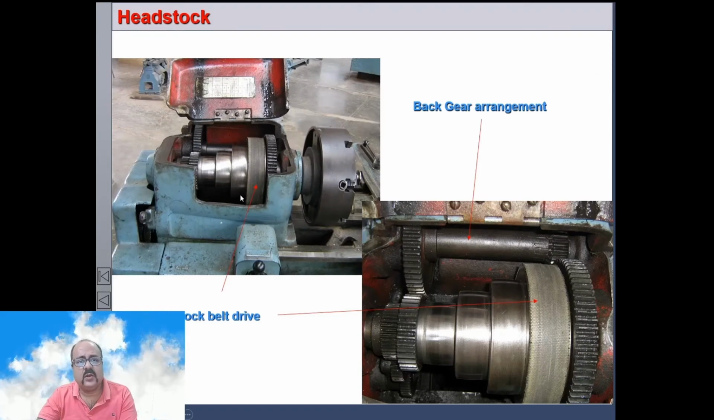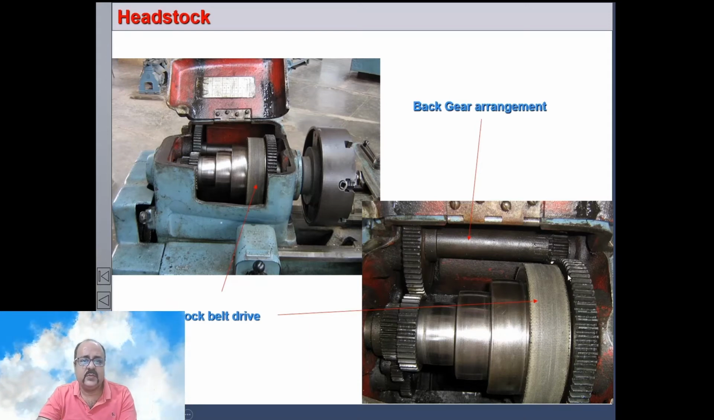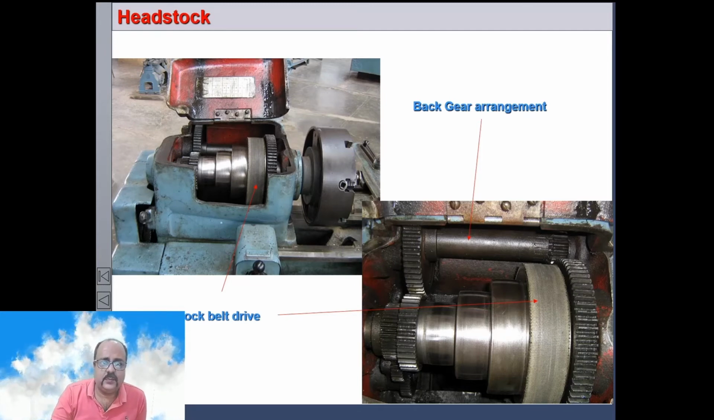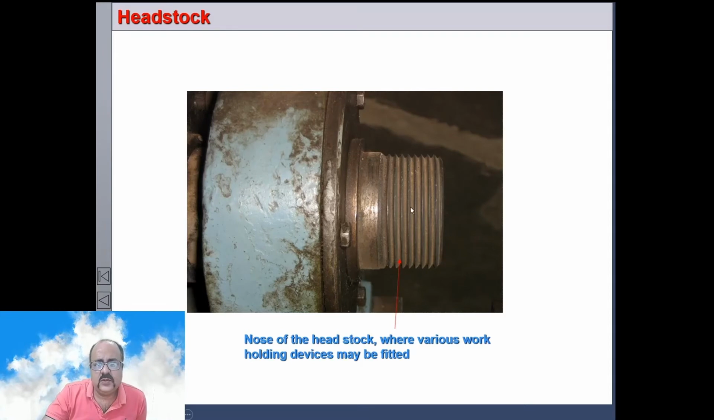So this is the headstock. You can see these are the 4 steps. That means 4 steps are there, so you can vary the speed in 4 steps. And this is a back gear arrangement. When it is attached, basically the back gear reduces the speed beyond its limit. This is used when we are cutting thread. We want very slow speed, so then we engage the back gear to reduce the speed. And this is the nose of the spindle. Here we will mount the jack or catch plate or face plate.